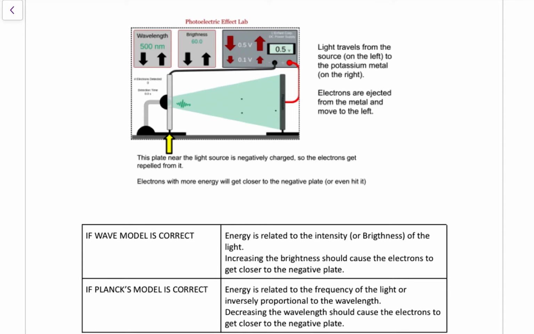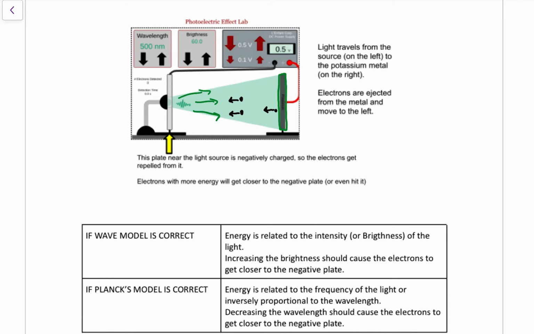What's going on in this one is light leaves a source from over here. The light bulb's kind of like over here, and the light travels this way and hits a metal. The default, I think, when you open this, is the metal's potassium, but later on in another lab we'll play with that. Light hits that piece of potassium metal on the right and has enough energy to kick out electrons. These little dots you see are electrons, and they're kicked out and moving back to the left. They're moving with some kinetic energy based on the energy of the light that hit it.